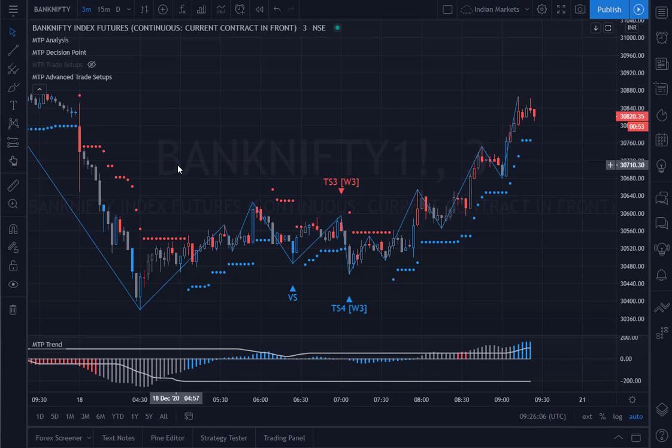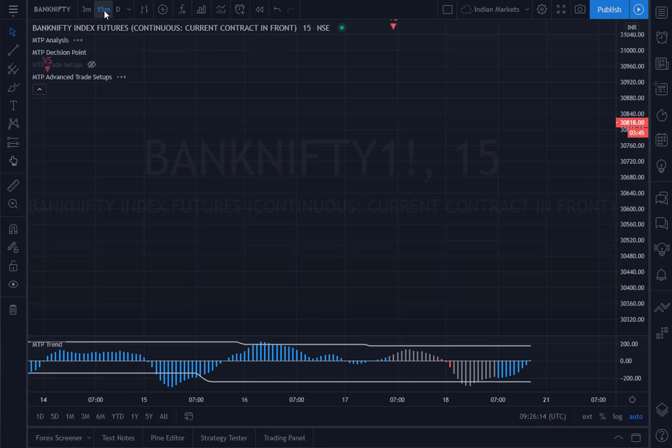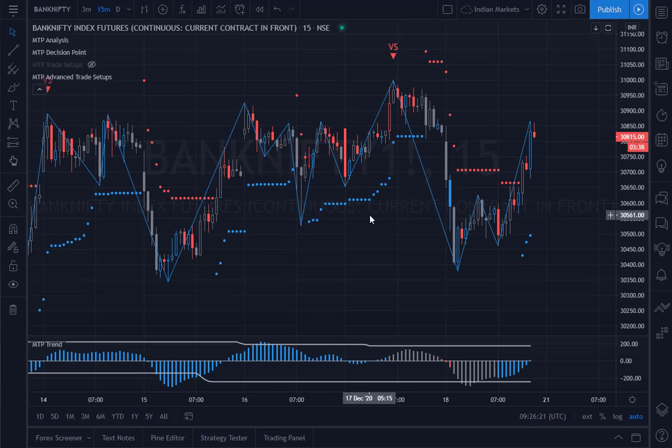Well, for this we go to the higher time frame chart. This is a time frame between 3 and 5 time frames higher. So if you're on a 3-minute chart, you'd go out to the 15-minute chart. If you're on a daily, you'd perhaps go out to the weekly chart. And what we do is we place our DP, or decision point, levels on the chart.